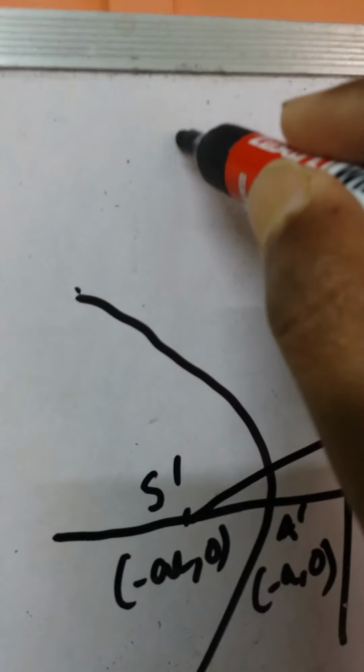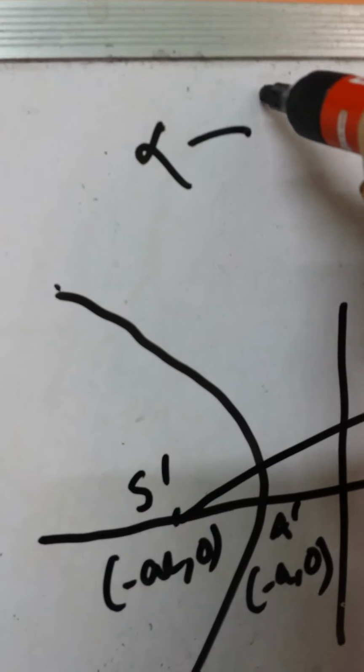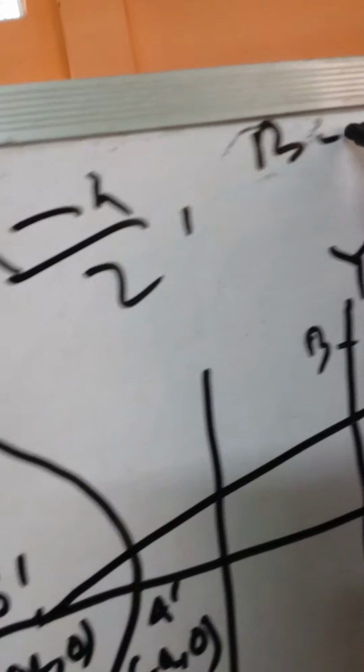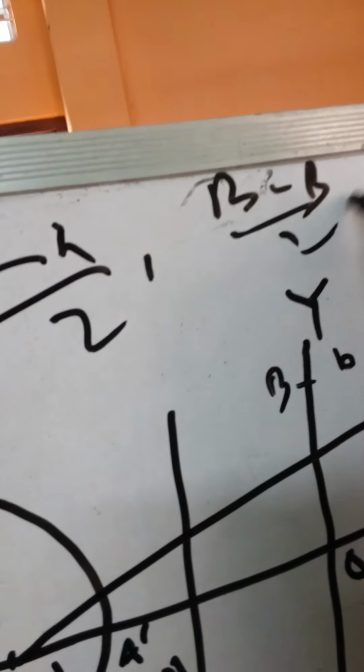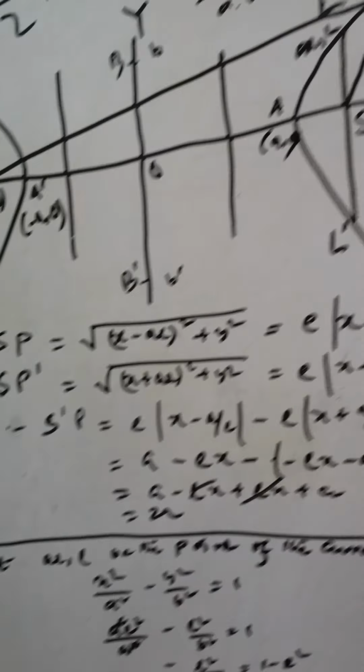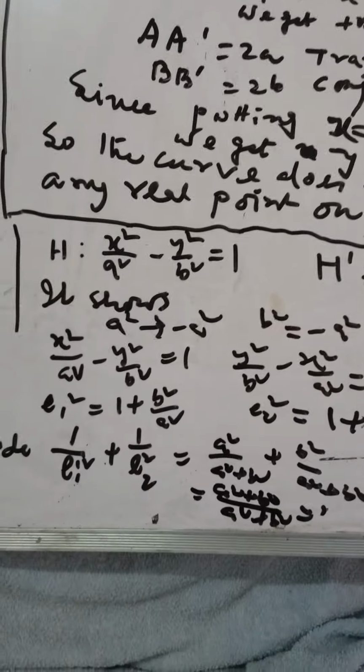And if we take the midpoint, we get all zeros, hence it is also a central conic. It is also a central conic. Now, what is the conjugate?